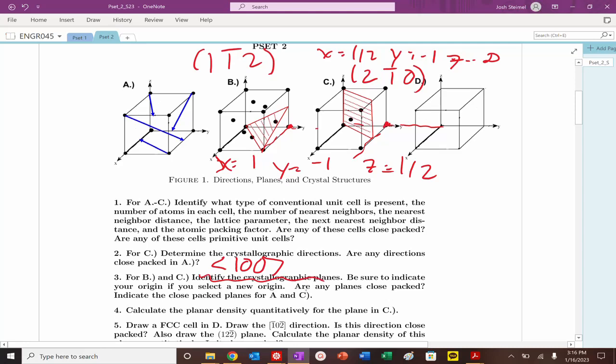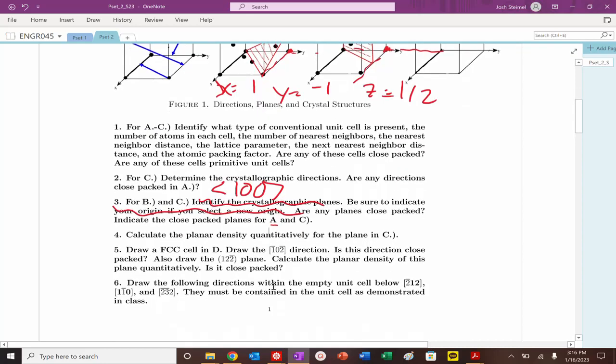Did it indicate your origin? Are any planes close packed? Well, this is not of the 1, 1, 1 variety, so it is not. There's no close packed planes in C. Indicate the close packed planes for A and C. A and C, there's none. So that's our effective answer.